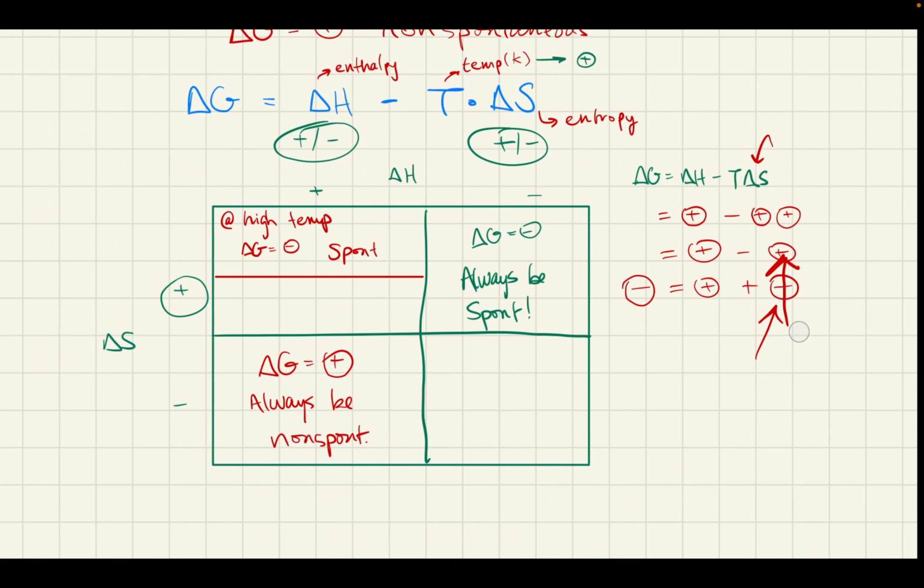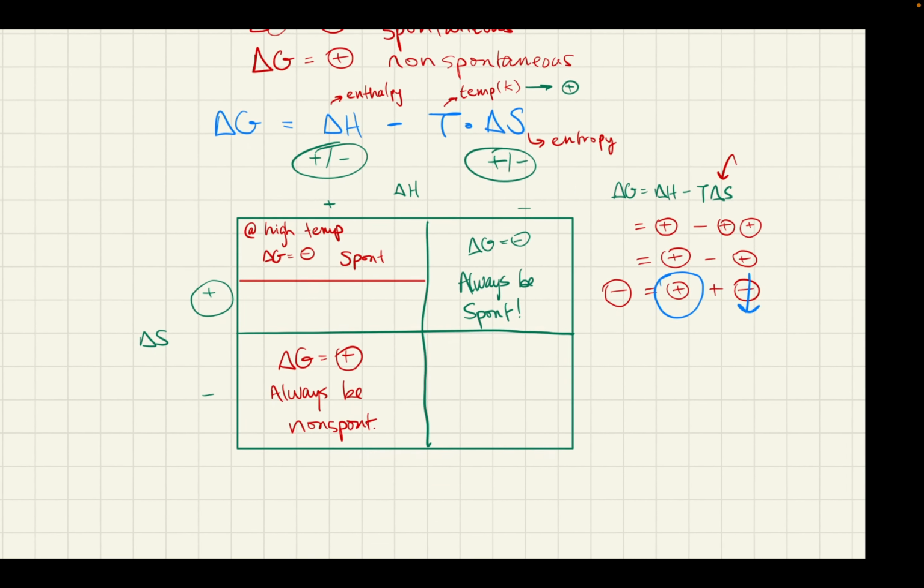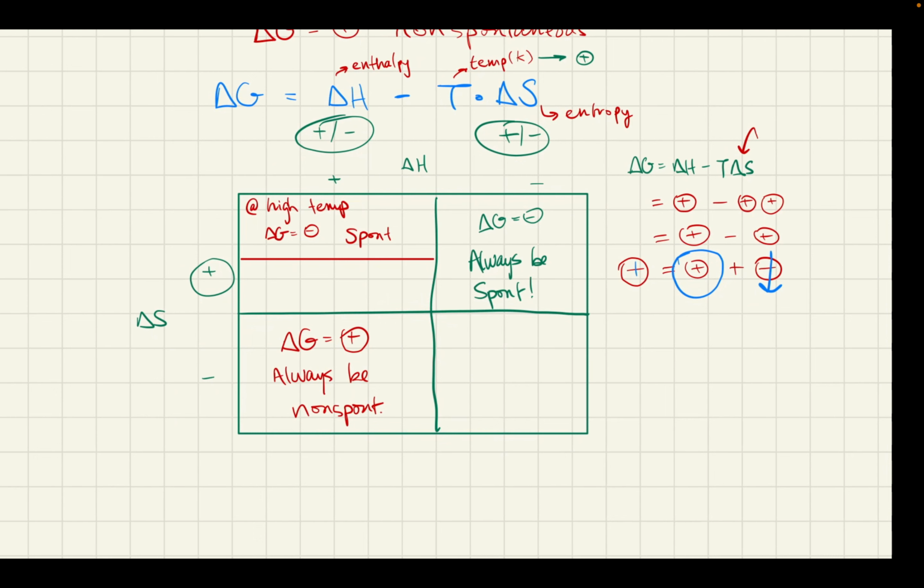Now, if we decrease the temperature, eventually this positive side is going to win out. We have something positive. So we say at low temperatures, delta G is positive, and we have a non-spontaneous process. Now, when I say high and low temperatures, that always depends on the situation.